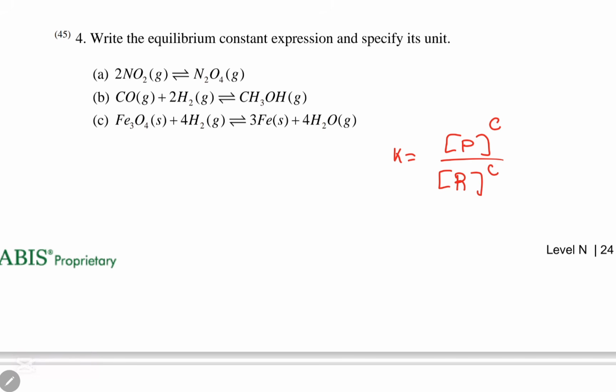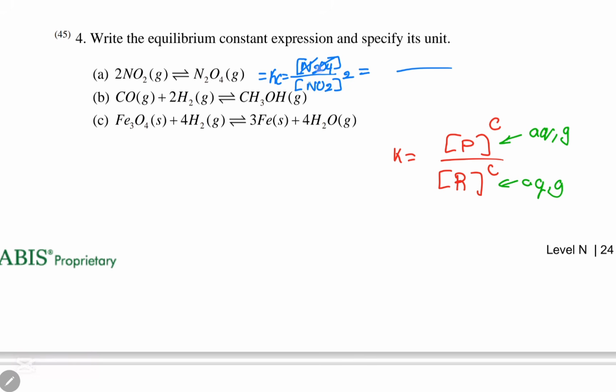Now, something you should pay attention to is that these states need to be either aqueous or gaseous, nothing else. So, for the first one here, Kc, which is the equilibrium constant, is equal to the concentration of the product, which is N2O4, and it's a gas, so it will work, to the power of its coefficient, which is 1, divided by the concentration of NO2, which is a gas, so it also works, to the power of its coefficient, which is 2.